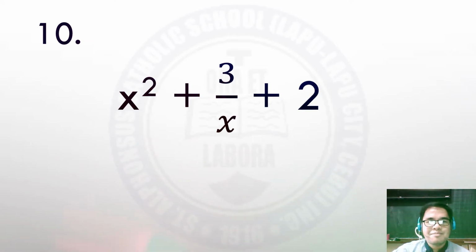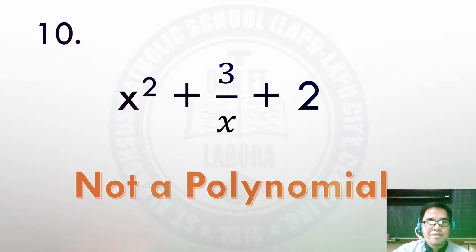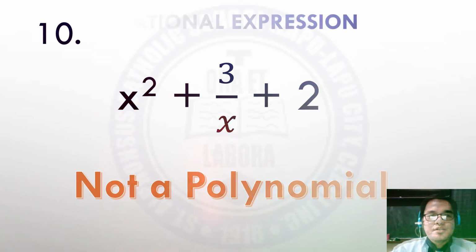Is this a polynomial? No, this is not a polynomial because according to the definition, there must be no variable in the denominator. In this example, the second term is in fraction form and x is a denominator. Okay, and that's how you're going to identify a polynomial.